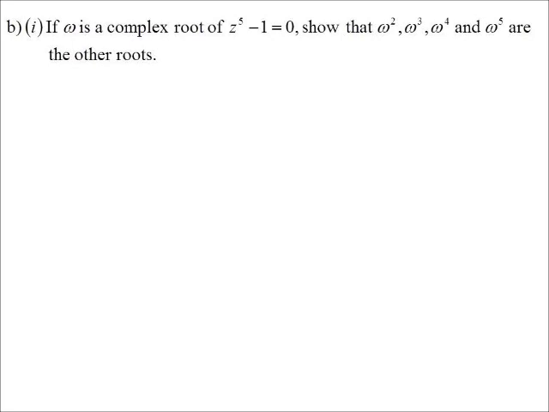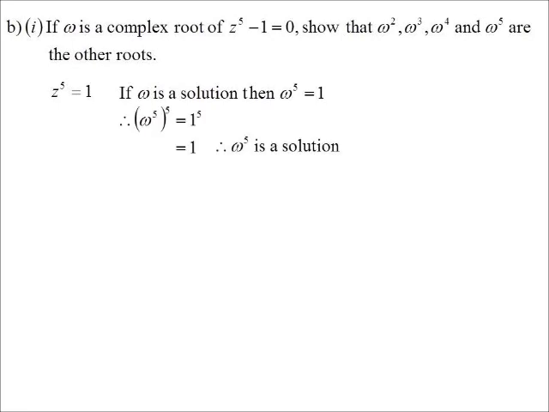So we can be a little bit tricky here. We know there are going to be solutions to z to the power of 5 is equal to 1, and we're told omega is a solution. So therefore, when I substitute it in, I must get the answer 1, because it's the solution to the equation. Now, if omega to the power of 5 is 1, then omega to the power of 5 to the power of 5 would be 1 to the power of 5, which is also 1. So omega to the power of 5 is also a solution.